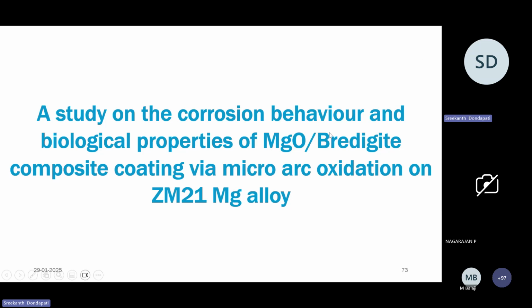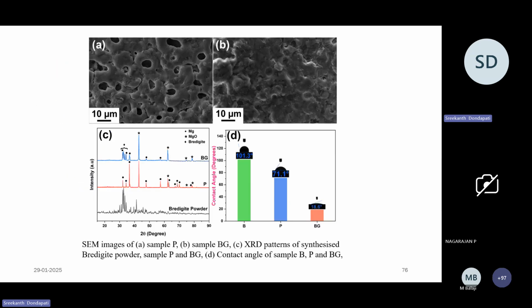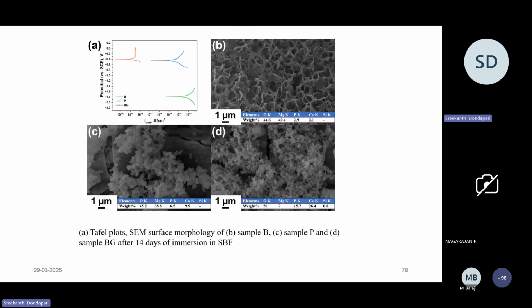This Bredigite is also one of the bioactive ceramics, like hydroxyapatite. This is also a calcium silicate ceramic. So we tried with this, and this also yielded very good results. It is even more hydrophilic with 18.6 degrees, and we have successfully incorporated Bredigite into the PEO coating. You can very clearly see the biomineralization here. Very beautifully formed apatite, you can clearly see.